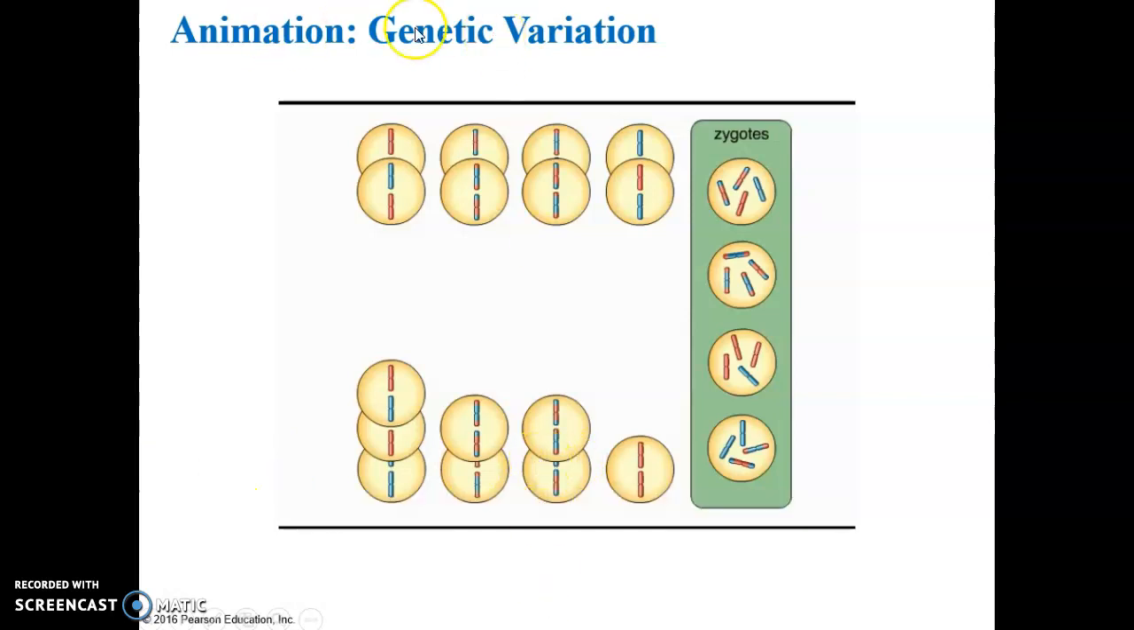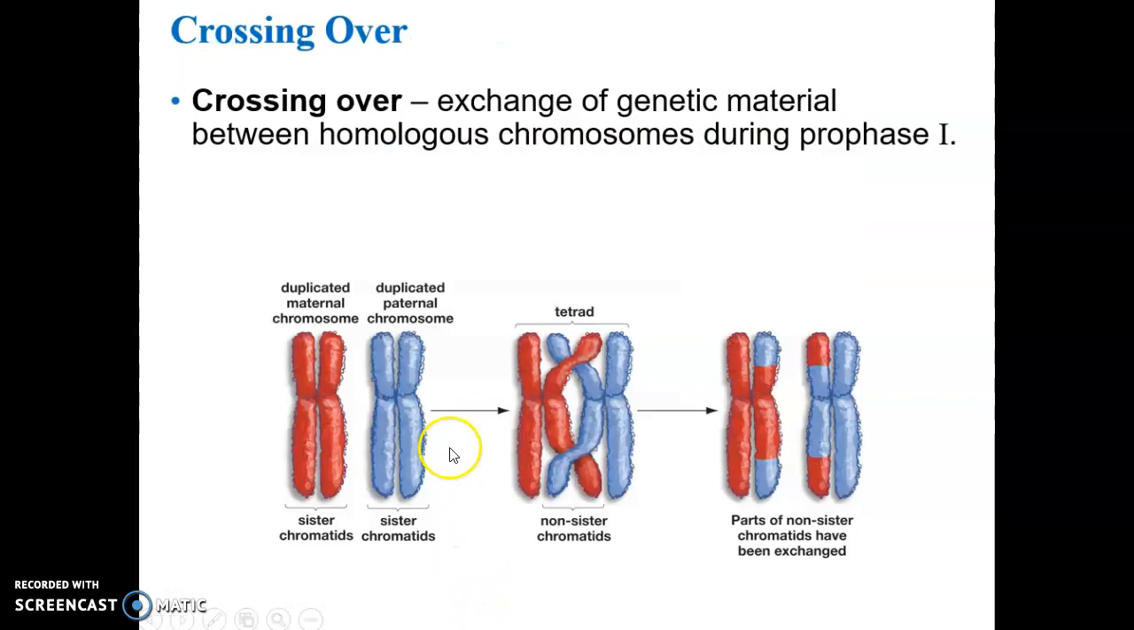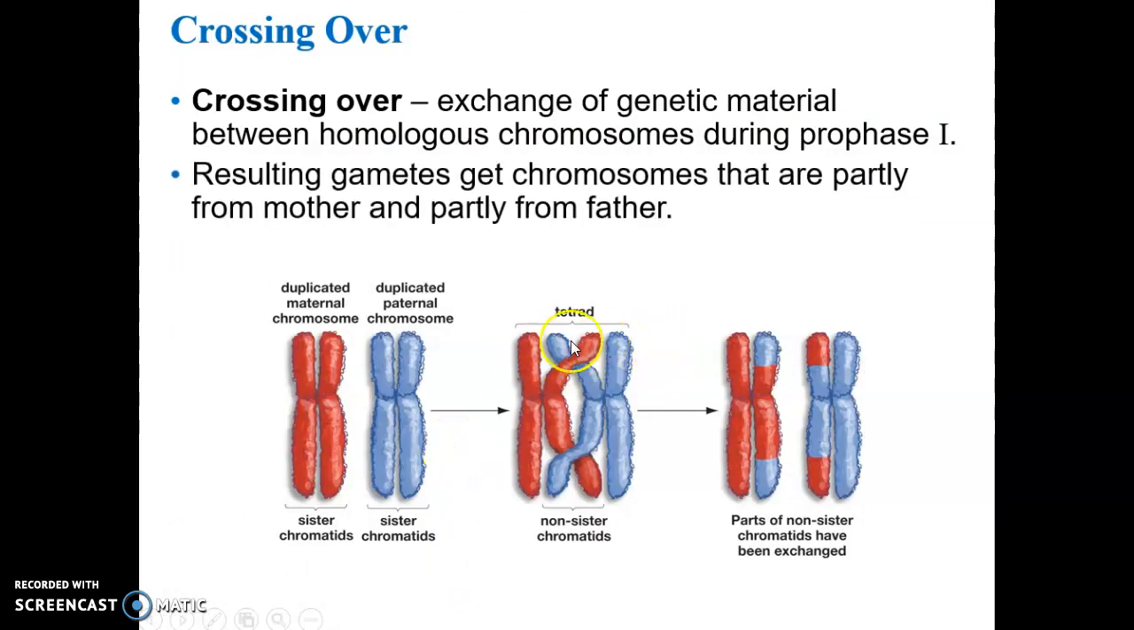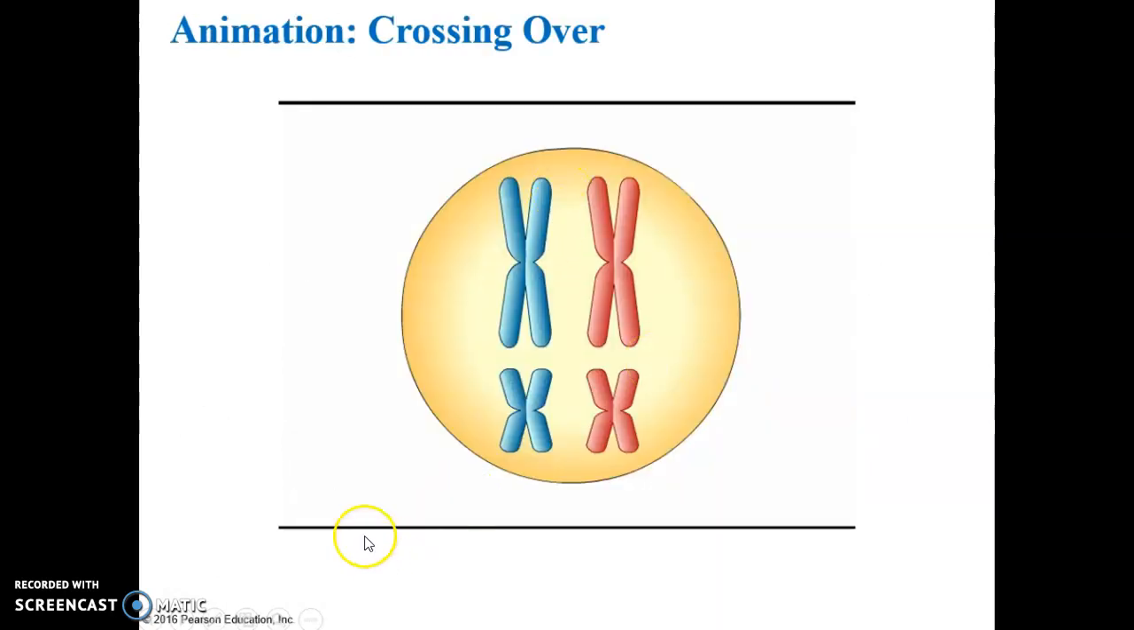Okay, so the 3 sources of genetic variation in sexually reproducing organisms: crossing over, independent alignment, which is sometimes called independent assortment, and then the random fusion of gametes. Oh, see, here's that tetrad terminology. And crossing over.